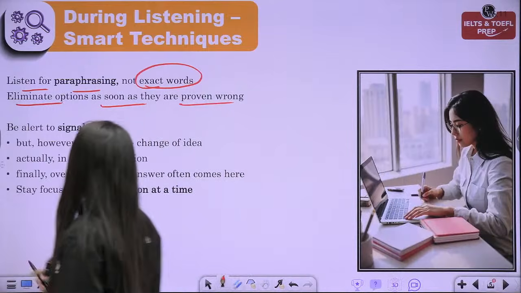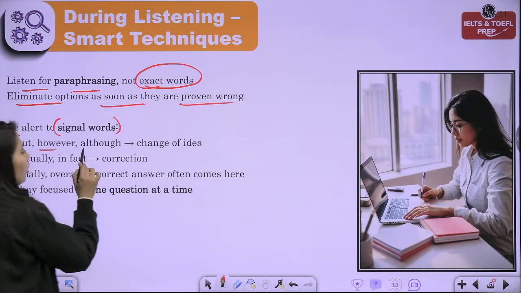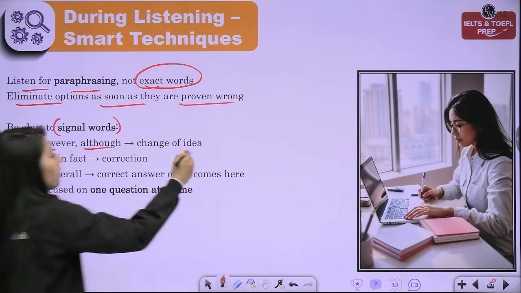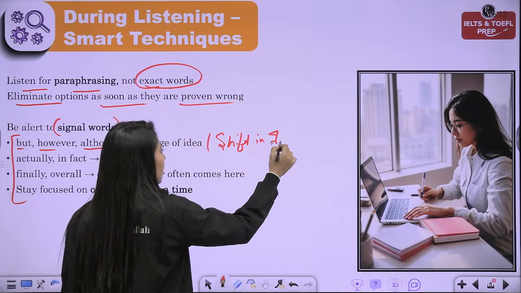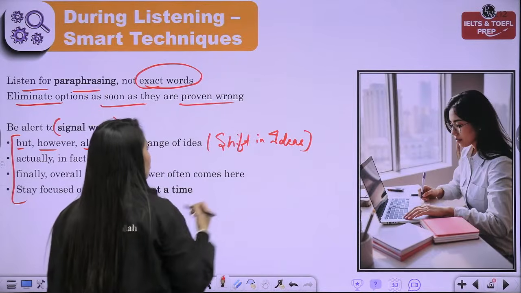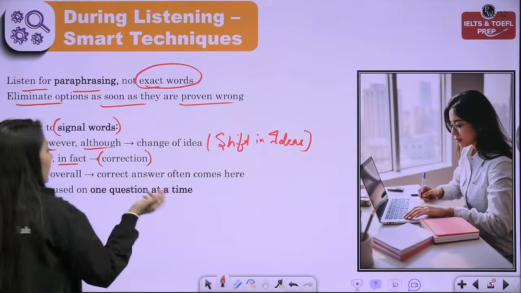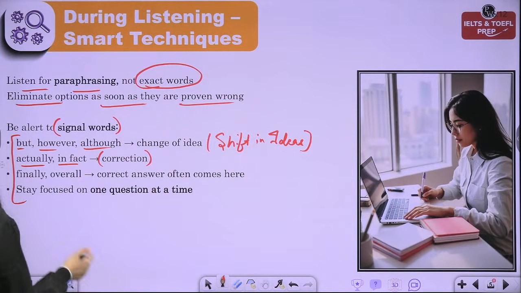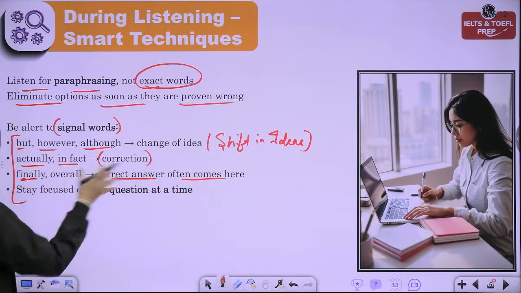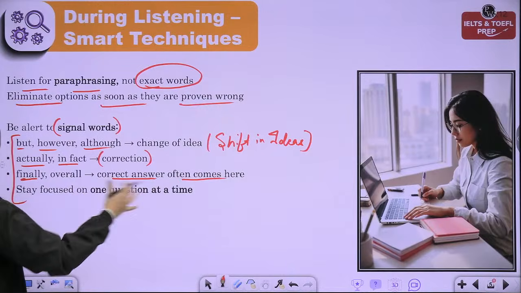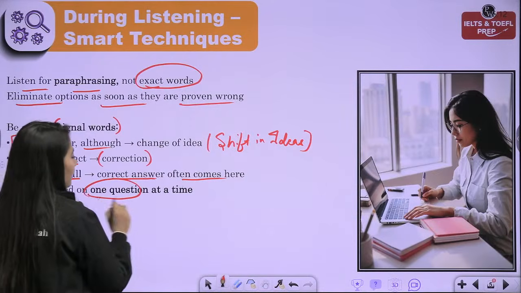So be alert to signal words. क्या क्या signal words हैं देखो, these are some signal words: but, however, although, जब वो change कर रहे हैं, shift कर रहे हैं idea में, तो इसको फोकस करो. फिर actually, in fact, जब वो correction कर रहे हैं कि ये सही है, actually I feel this is right, है ना. Finally, अब वो correct कर रहे हैं, answer often comes here. देखो, finally मतलब conclusion kind of a thing है जब वो देंगे. तो overall इन words के साथ stay focused on one question at a time, ठीक है.